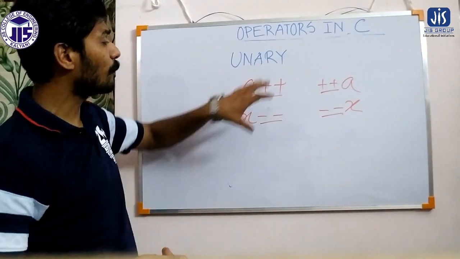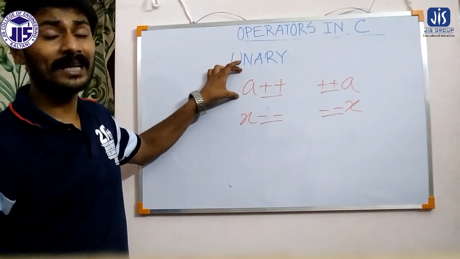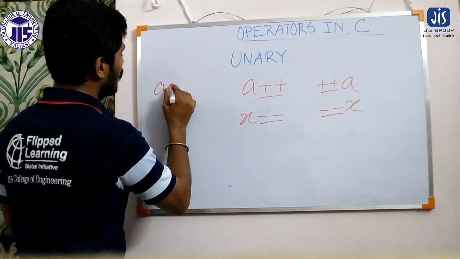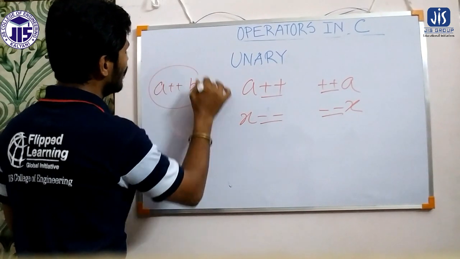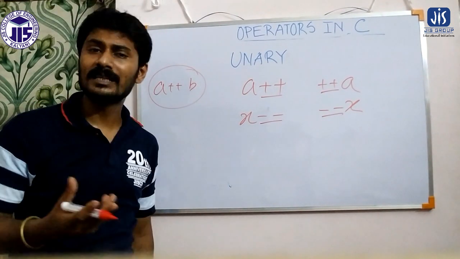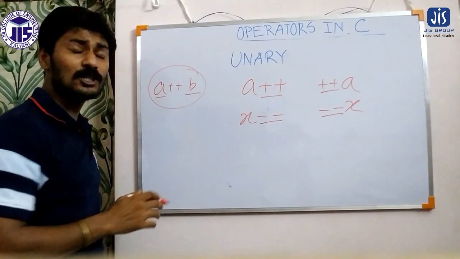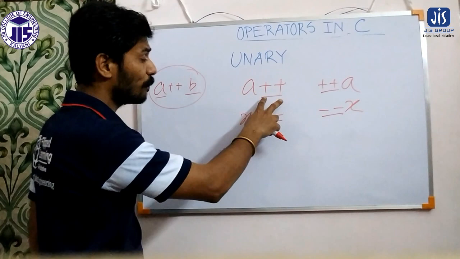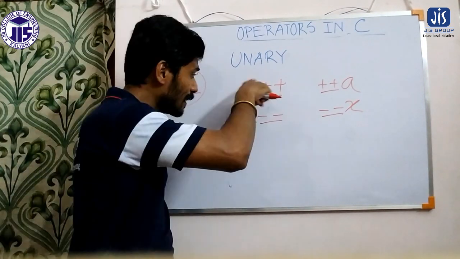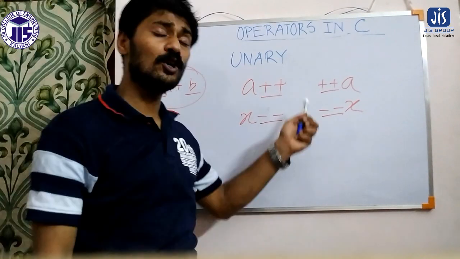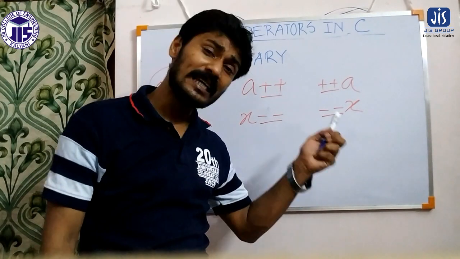To perform this operation we need only one operand. We can increase the value of one operand only. We cannot write a plus plus b. It basically has no meaning. So using this increment operator we cannot perform operation on 2 operands. Using the increment operation we can perform operation on only one operand. That's why pre-increment, post-increment or decrement is called a unary operator.